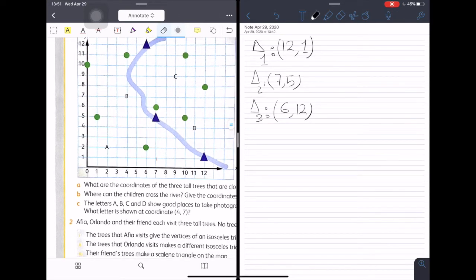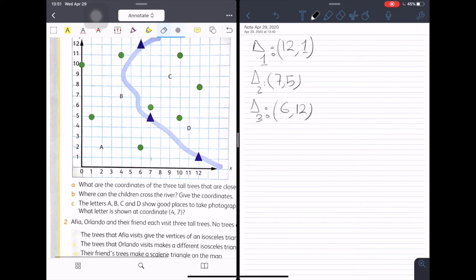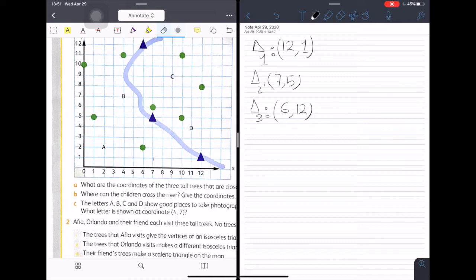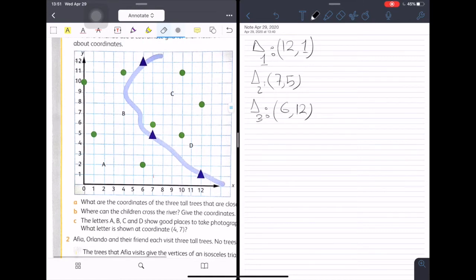Part C. The letters A, B, C, and D show good places to take photographs. What letter is shown at the coordinate 4, 7? Okay, so please, according to the coordinates that we have here, find 4 and 7 and plot it for me. And tell me, please, which letter does it address?